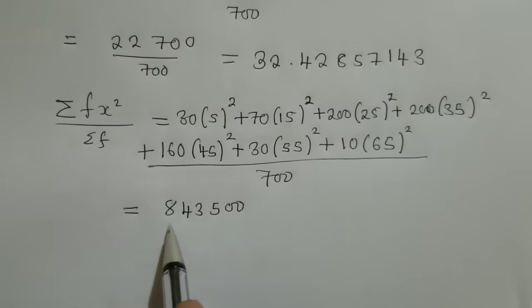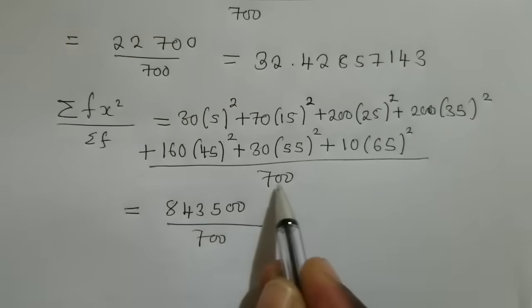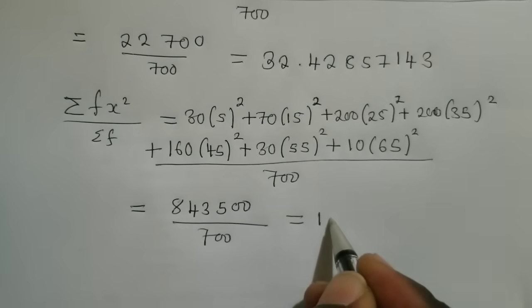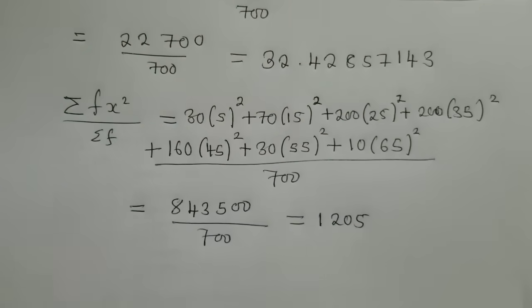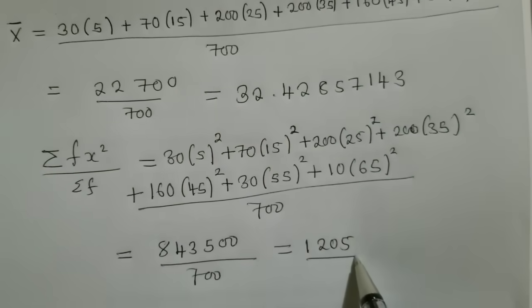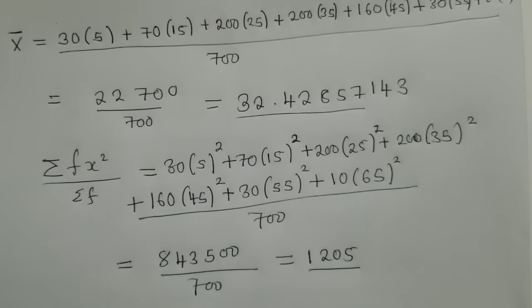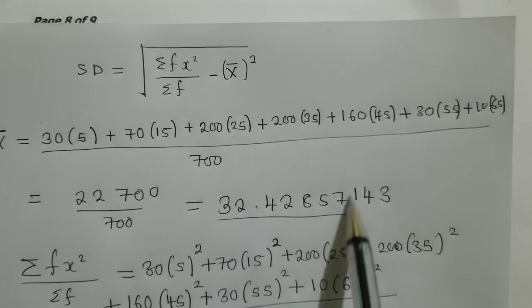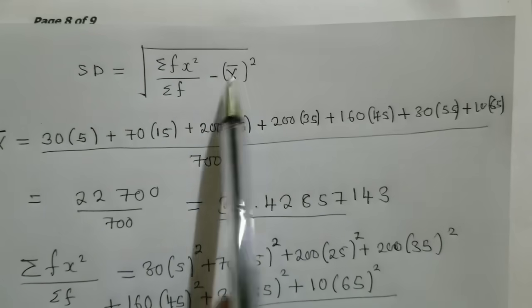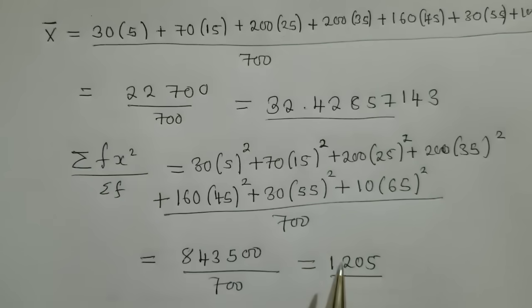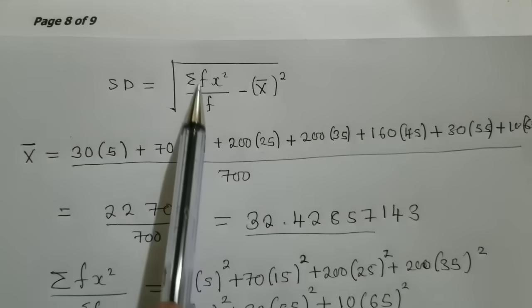843,500. And then you divide by 700. Remember, denominator is 700, which is giving us a 1,205 there. Okay. So once you get this, remember we've gotten this and this. Now, what are we supposed to do with this and this? We come to our formula. This is what we need to plug where x bar is. And this right here is what we need to plug here.